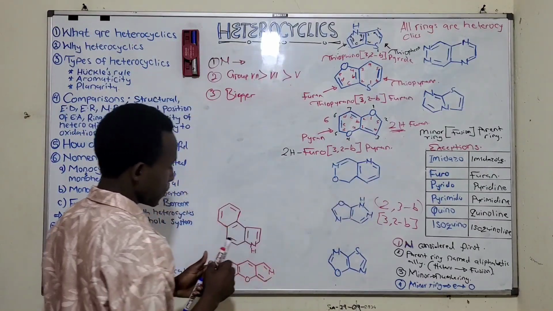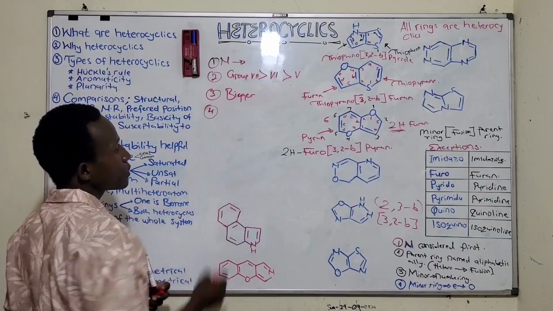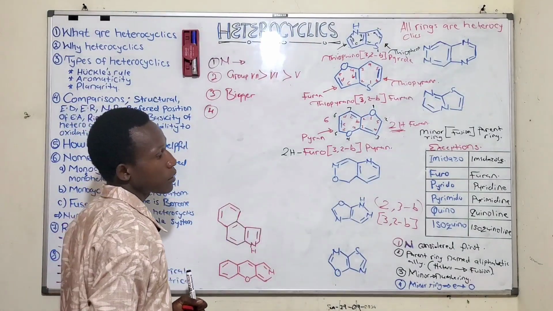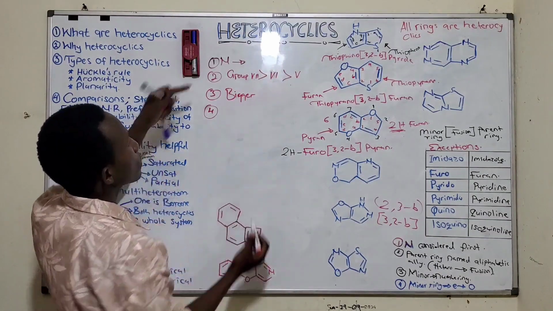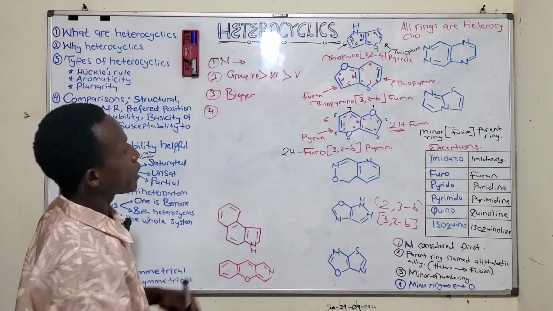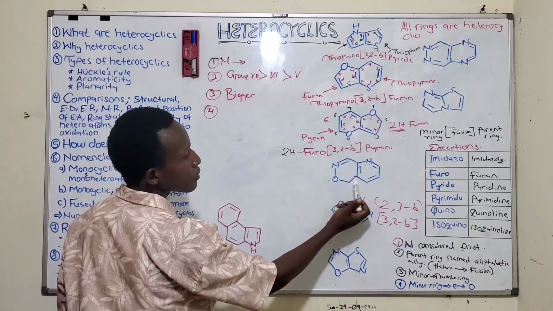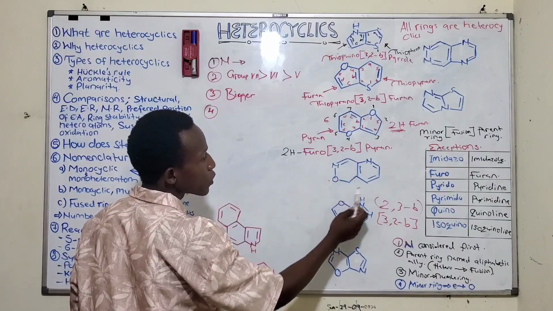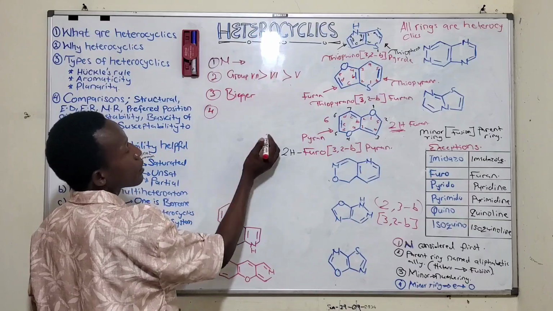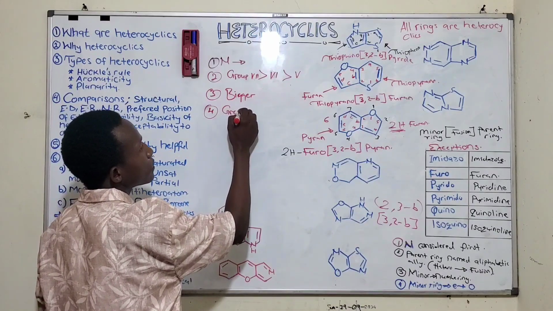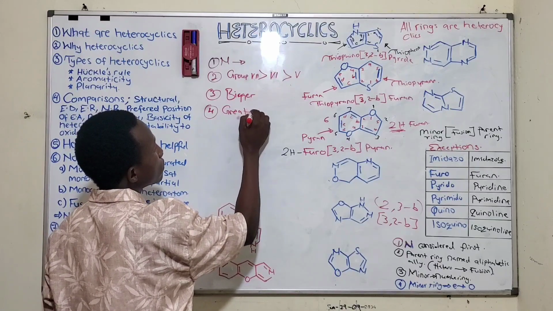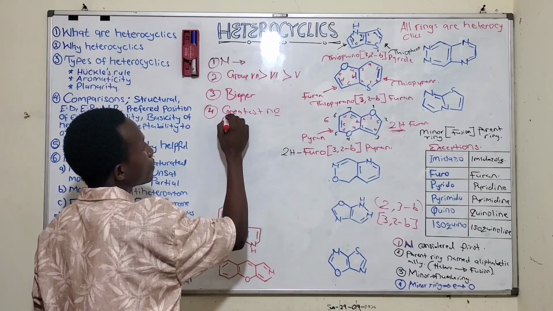Now, when it comes to the fourth rule, here we have nitrogen and here we have nitrogen. So this one, Rule 1, we shall skip it. And here we have oxygen, but here we have only nitrogen. So this ring is having 2 heteroatoms. This one is having 1 heteroatom. So we go with the greatest number of heteroatoms.